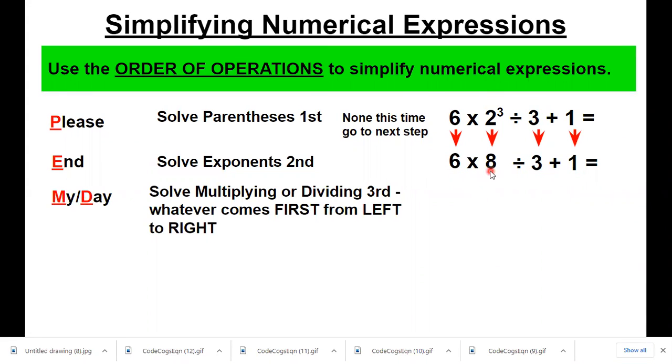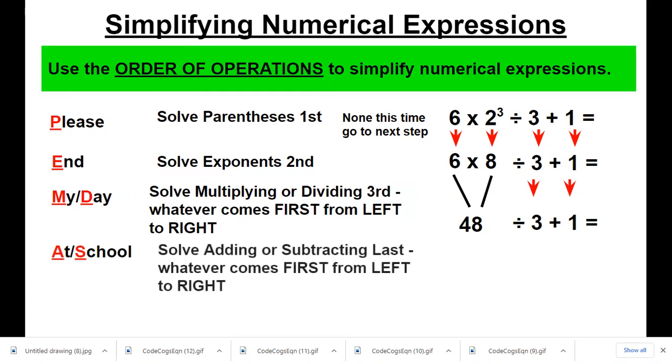I'm not going to do 8 divided by 3 first. I'm going to do 6 times 8 first, because multiplying is coming first in my left-hand side of the equation. Okay, so I'm going to do that first. 6 times 8 is 48. I'm going to bring everything else down. Divided by 3 plus 1. I'm not done with multiplying or dividing. So I'm going to do 48 divided by 3. That gives me 16. And then I'm going to bring down the plus 1.